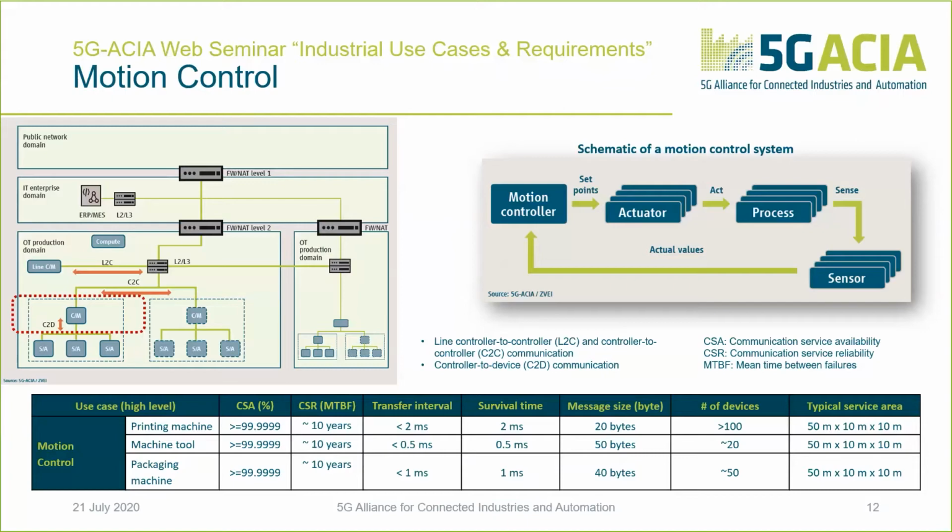Other than factory automation, closed loop control can also be used for process automation. For example, in process automation, components like the controller, actuator, and sensors are usually located in an environment that is much bigger compared to the factory automation use cases.